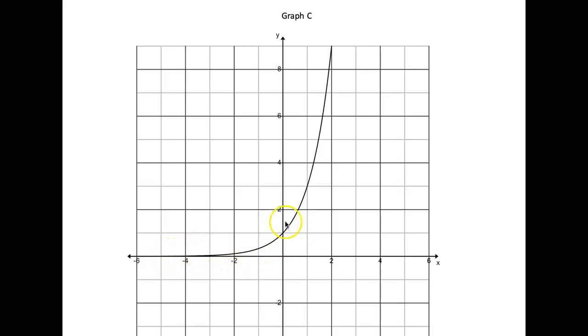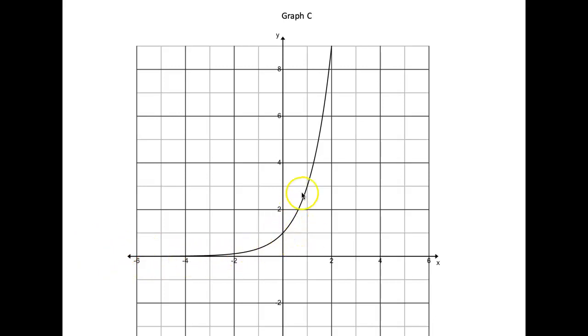The graph is traveling upward, which makes it increasing. Domain and range: remember, for domain you're seeing how far to the right it goes. It keeps going to the right as it goes up, so X approaches positive infinity, and as it moves the other way, X approaches negative infinity.